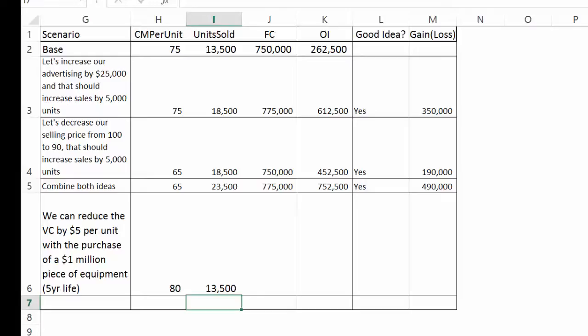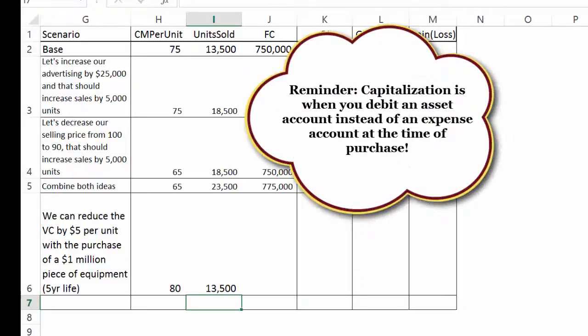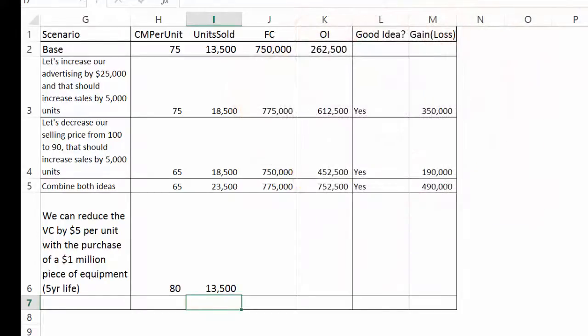Now, what about fixed cost? We don't want to just add $1 million to our fixed cost because we don't expense equipment when we purchase it. Instead, we capitalize it. It goes onto the balance sheet as an asset, and then we depreciate it. $1 million worth of equipment depreciated over 5 years is $200,000 per year. So let's go ahead and increase our fixed cost by $200,000.